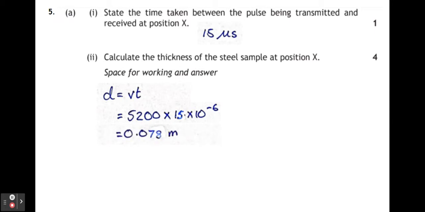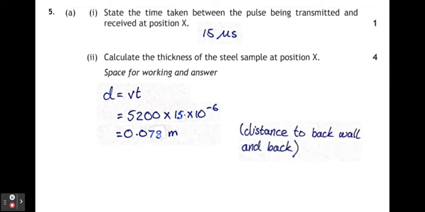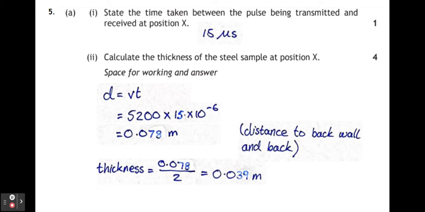However, we need to remember that this is the distance that the wave travels as it goes into the steel sample, reflects off the back surface, and returns to the detector. So the actual thickness of the steel is only half of this distance. 0.078 divided by 2, which is 0.039 meters.